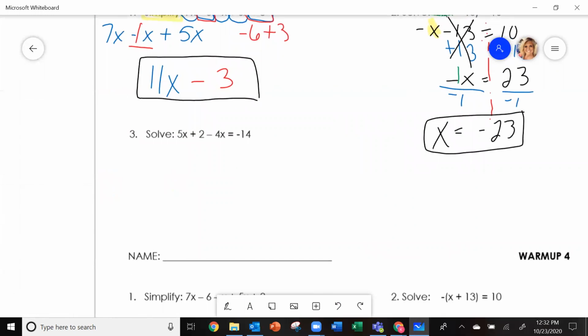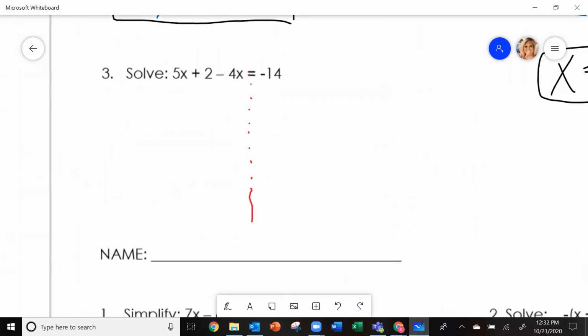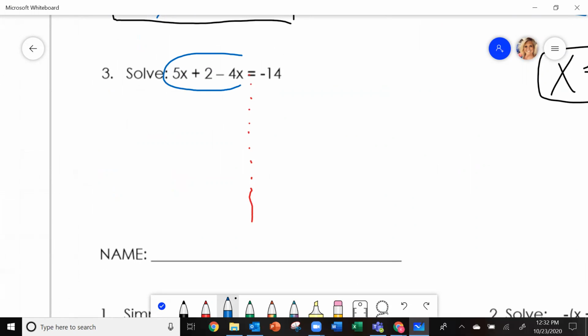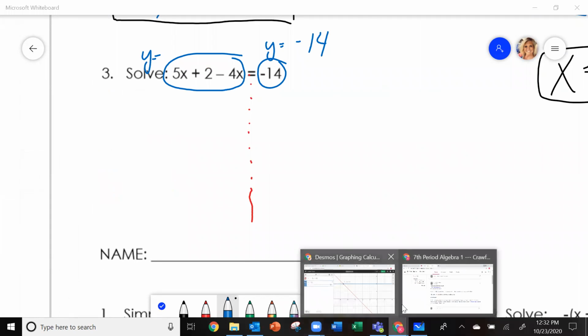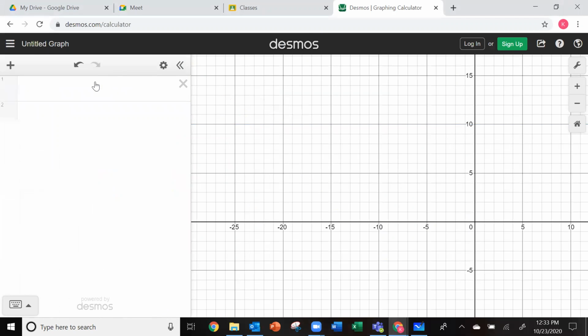All right, so look at number 3. This one, I'm going to draw a line at the equal sign. Let's go in here and let's use the calculator and find out what our answer is supposed to be. Remember, you're going to take the left-hand side here and make it y equals, and then make a second equation for y equals negative 14. So let's go in here to Desmos. I'm going to clear them out. Click the X. Now click inside.